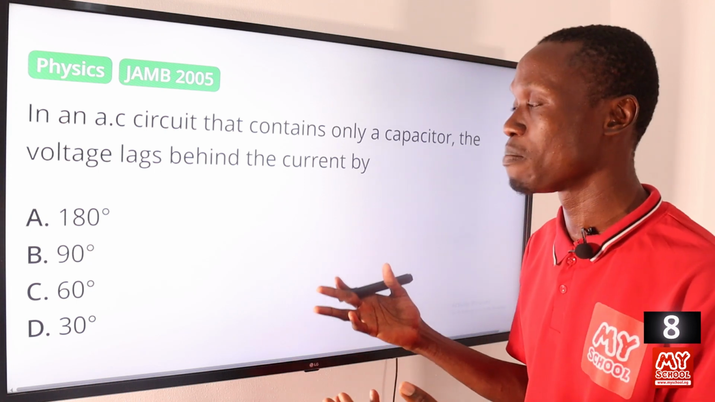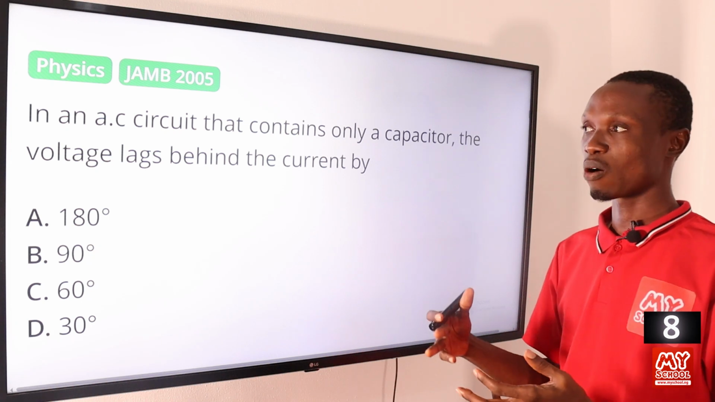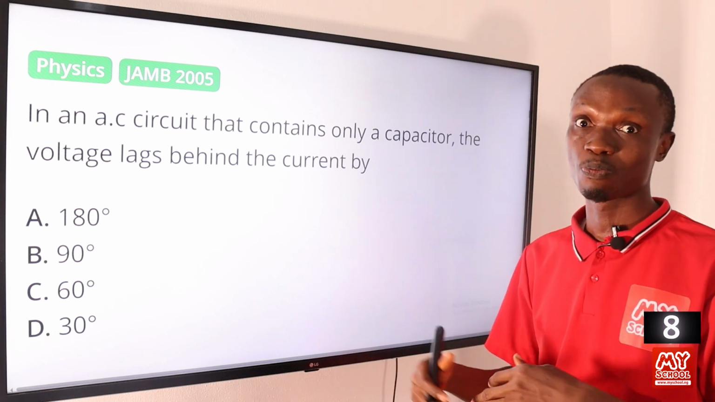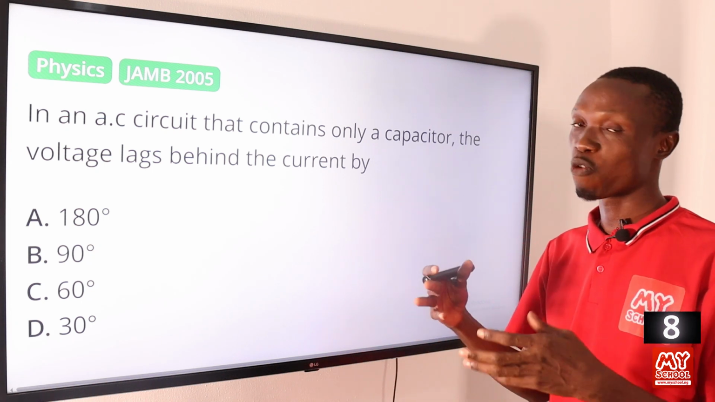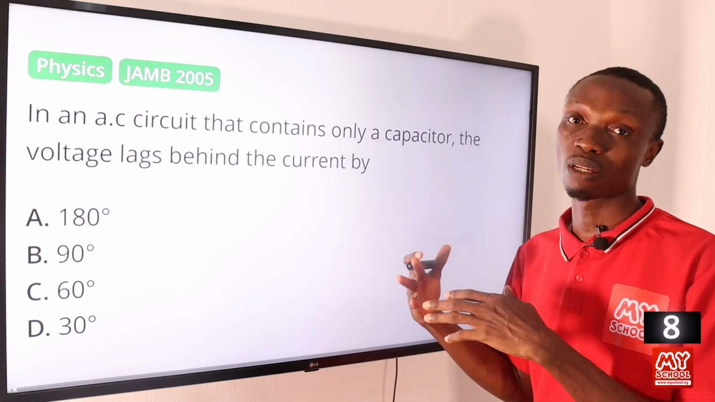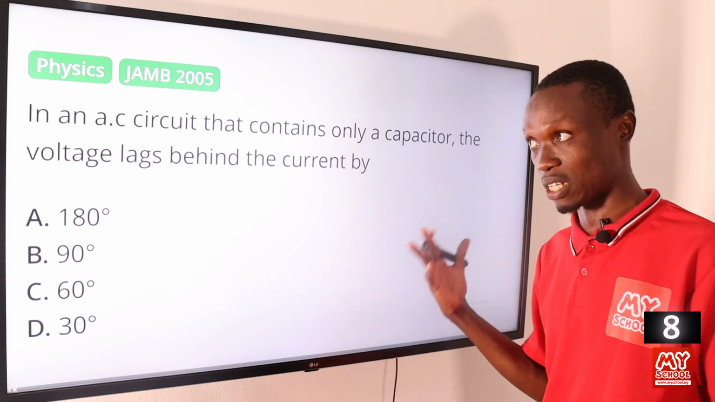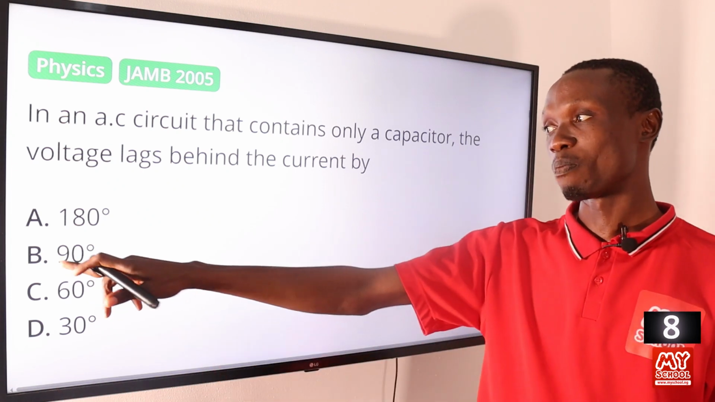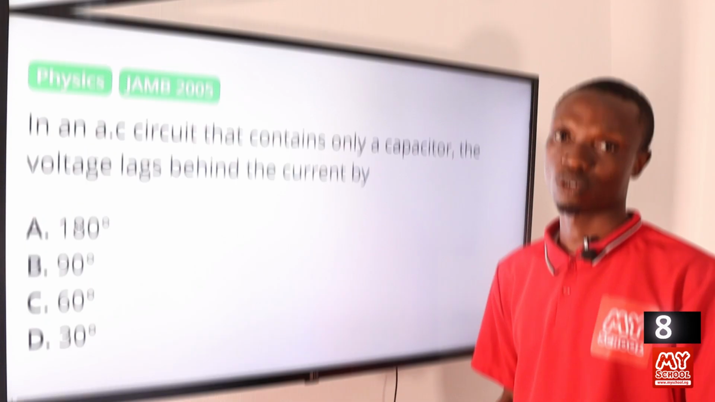So what this means is that when the current gets to its peak value, the voltage across the capacitor will approximately be equal to 0 and vice versa, okay? So that makes option B the correct answer to this question.